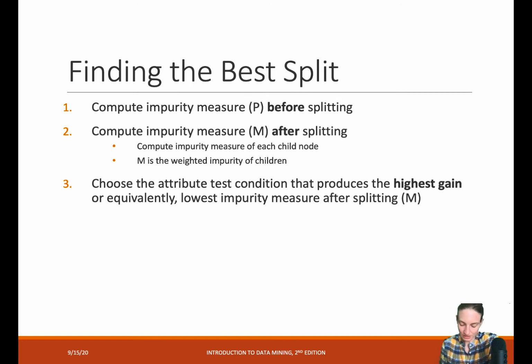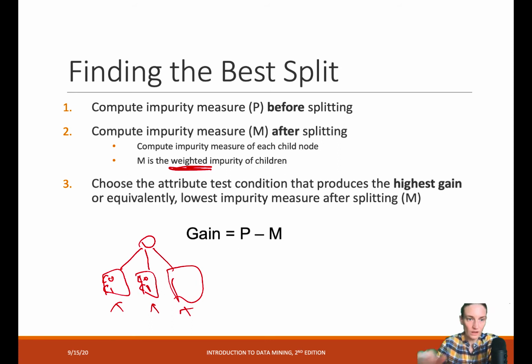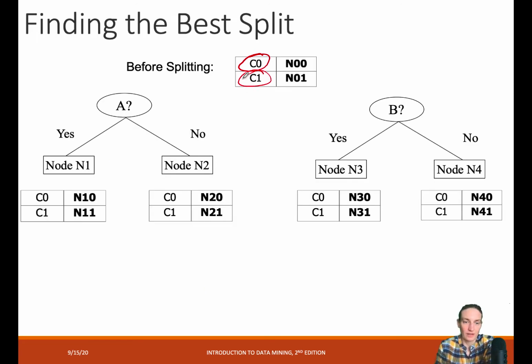Notice that, of course, if we do a split, we have impurity for class 1, class 0, class 1. We have 3 impurities. So we're going to take the weighted impurity of each of the children. Okay, so the impurity of these 3 things are going to be weighted. Okay. So what we call a gain is basically the impurity measure before splitting minus the impurity after splitting. Okay.